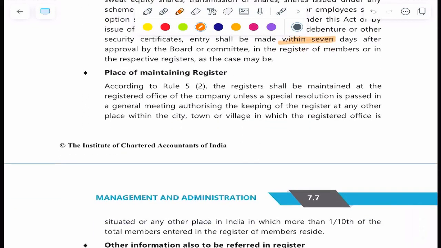Place of maintaining register. According to Rule 5(2), the register shall be maintained at the registered office of the company unless a special resolution is passed in the general meeting authorizing the keeping of the register at any other place within the city, town, or village in which the registered office is situated, or any other place in India in which more than one-tenth of the total members entered in the register of members reside.